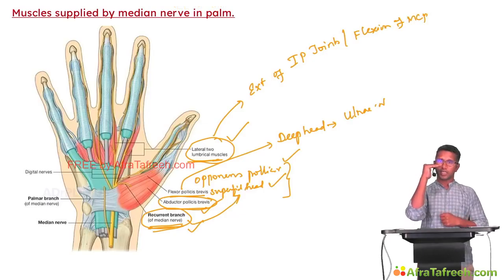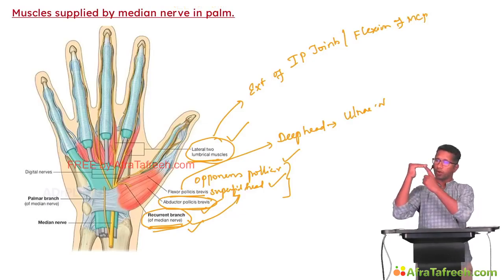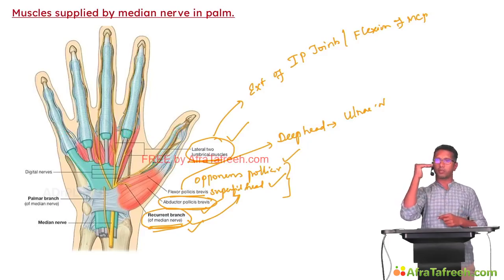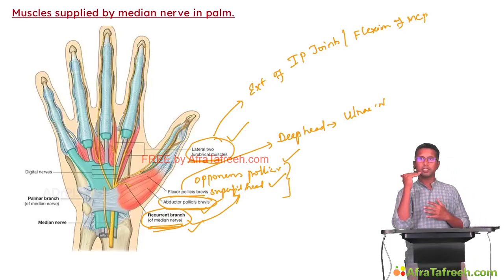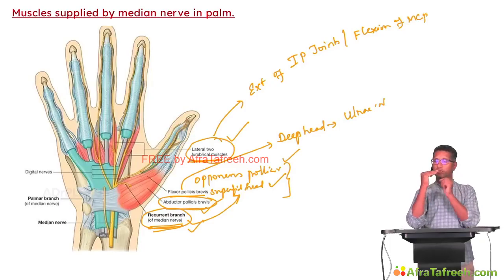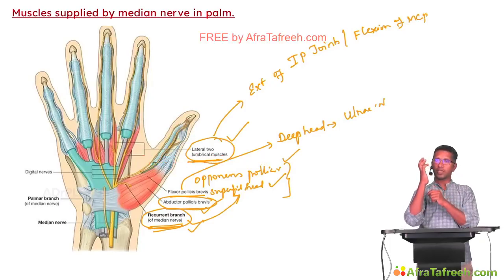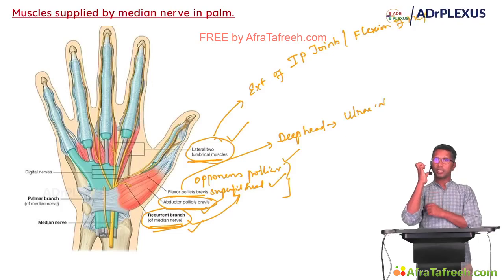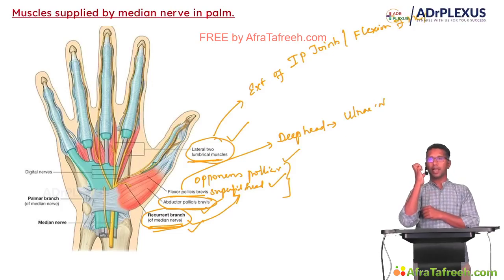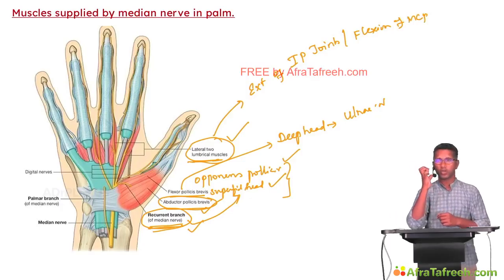So this action is the action of the lumbricals. If you draw a letter L here, this L stands for lumbricals, the action of the lumbricals. It causes metacarpophalangeal joint flexion and extension of the interphalangeal joint. If the lumbricals don't work, what happens? The metacarpophalangeal joint goes into extension and the interphalangeal joint goes into flexion. It results in a classical hand called claw hand.